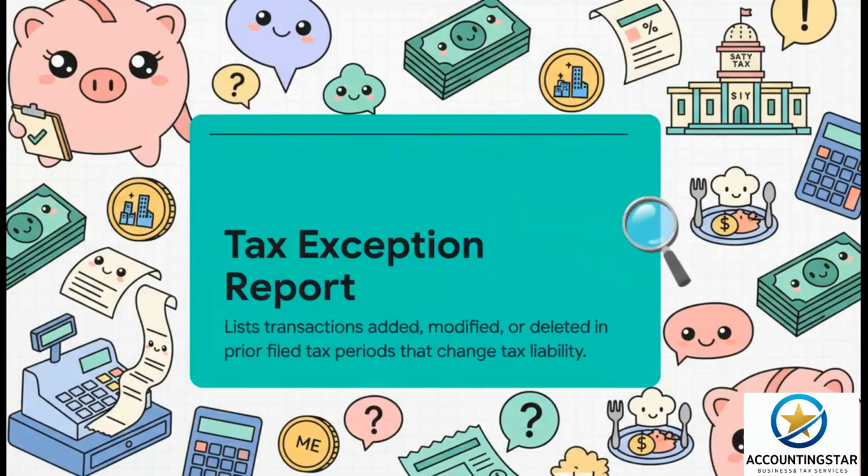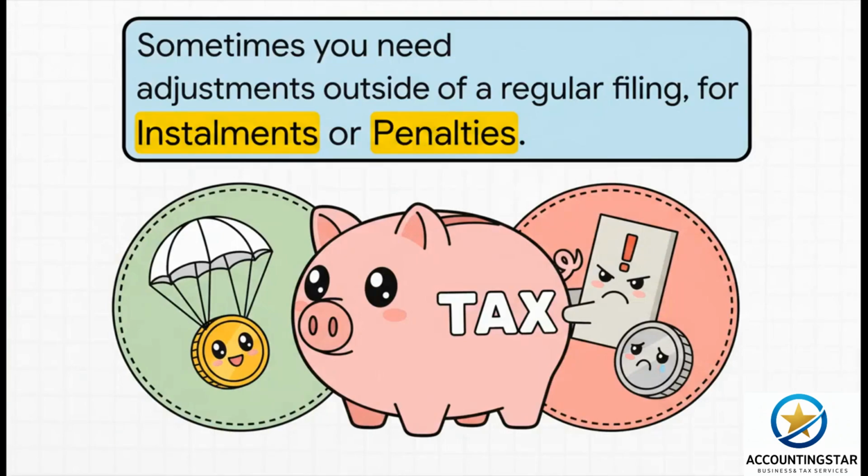So have you ever filed your taxes and then realized, oh no, I need to change an invoice from last month? Yeah, we've all been there. The tax exception report is your safety net. It automatically hunts down any changes you've made to a closed period that messes with your tax numbers. That way, you know exactly what you need to fix on your next tax return. It's a lifesaver.